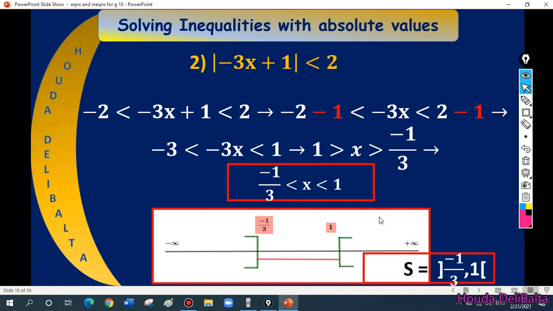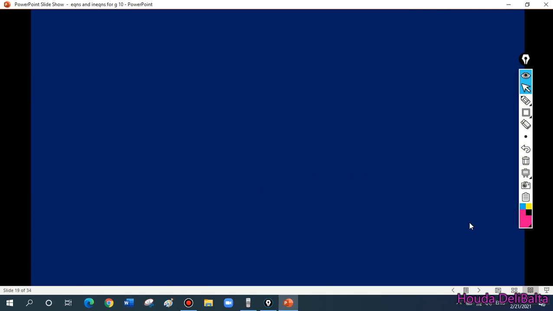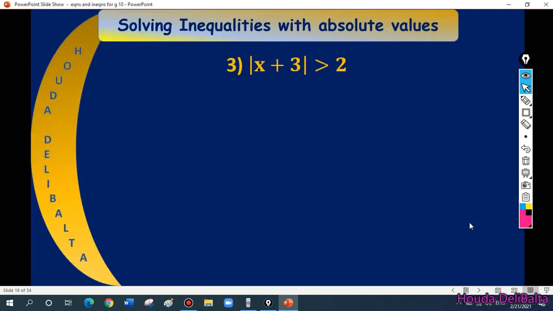and thus the solution is very simple. It is just using this number line from minus 1 over 3 to 1 and open at both numbers. Another example, but here we have absolute value of x plus 3 is greater than 2. So the absolute value here is greater than the number. Now this is called disjunction case.